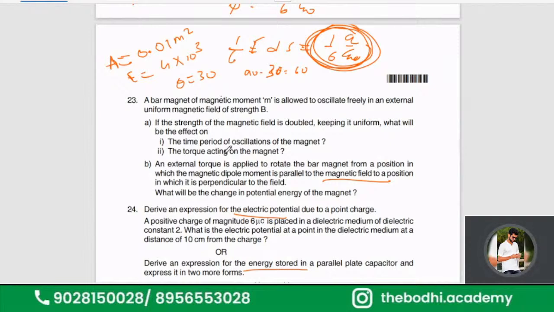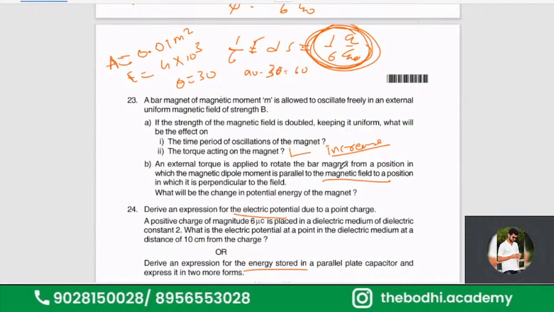Okay, let's see. So first step, when the strength of the external magnetic field is doubled while keeping it uniform, the torque is definitely going to increase, right? Because as we increase the strength, it's going to rotate much faster. And you are keeping it uniform. So remember, in a uniform magnetic field, the magnetic dipole rotates. Similarly, here also it will start rotating a lot, so it will create a lot of torque.